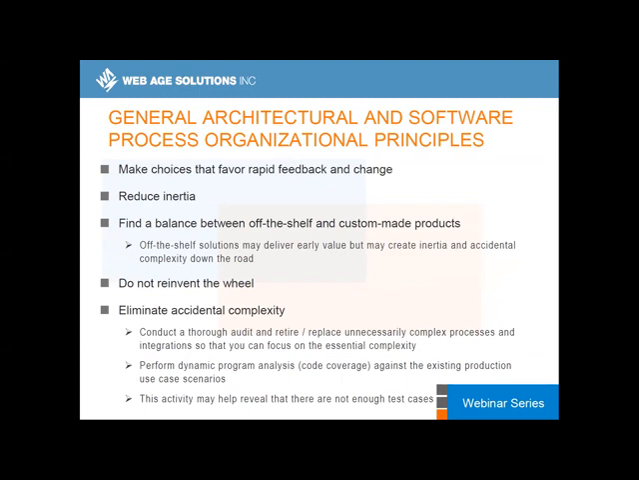So what are the general organizational principles? Designing is about making choices. You have to trade something for something. And one of the things that you need to look for is to favor rapid feedback and change. Rapid feedback and change is supported by the sprint, by those agile development practices. So you need to incrementally develop your services. Don't just roll out a big hello world type of solution.